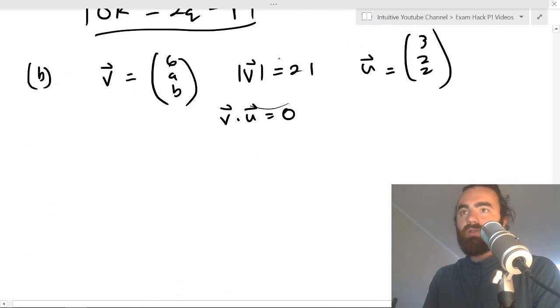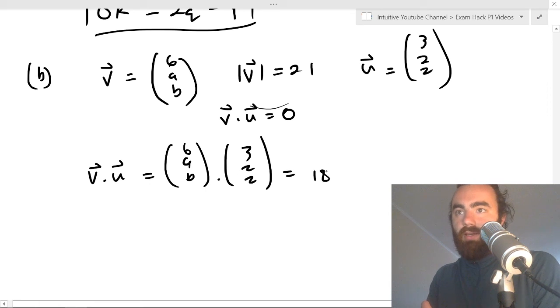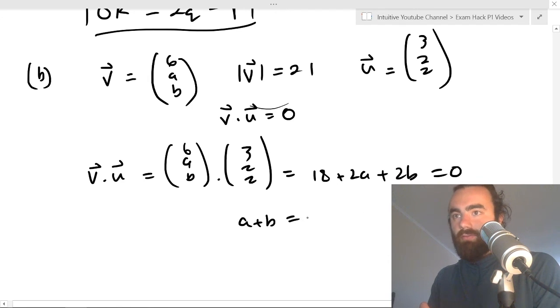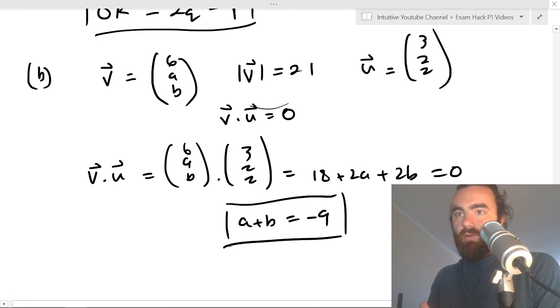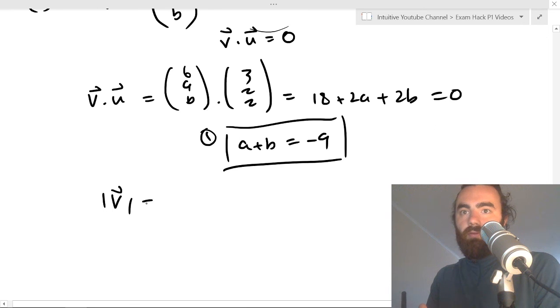Well, we have 2 equations relating a and b, so you can find a and b from that. So let's just deal with this one. So V dot U equals 6, a, b dotted with 3, 2, 2. And that equals 18 plus 2a plus 2b, and that all equals 0. So we get a plus b equals minus 9. So that's one equation.